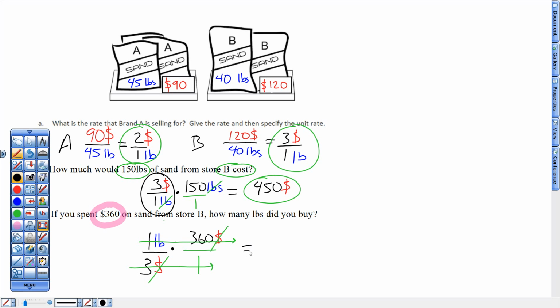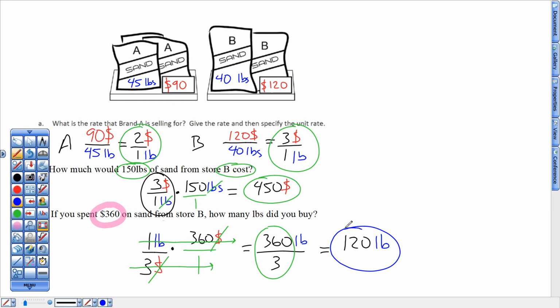That pound unit is going to be left there. So you're going to have 360 pounds right there. On the bottom, when you times that 3 times 1, you are going to have a number 3. And then what we're going to do is have you divide this out. 360 divided by 3 gives me 120. So in the real world, if I give you how much money was spent, you could use the flip-flop unit rate to find out how much you bought.